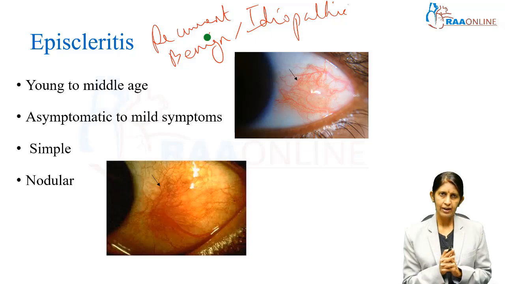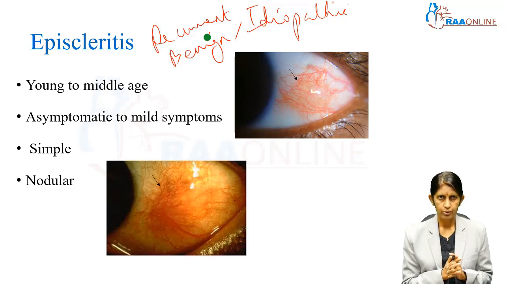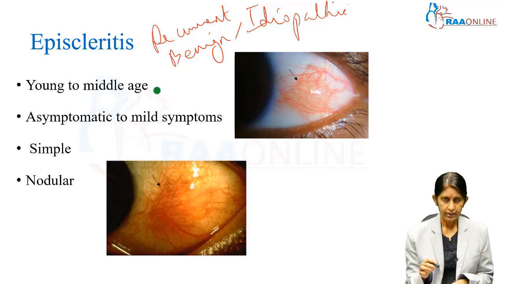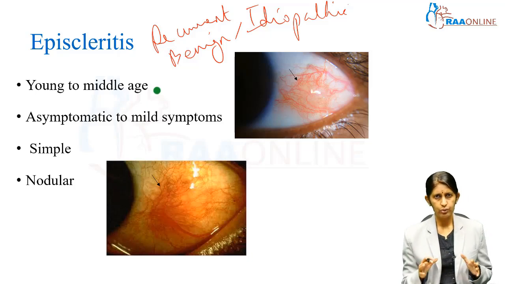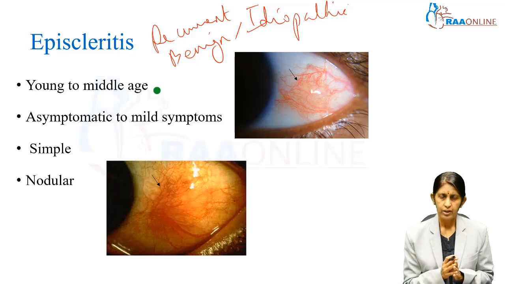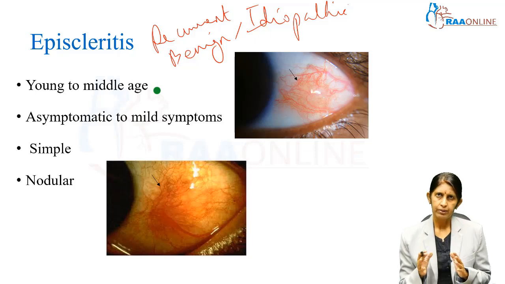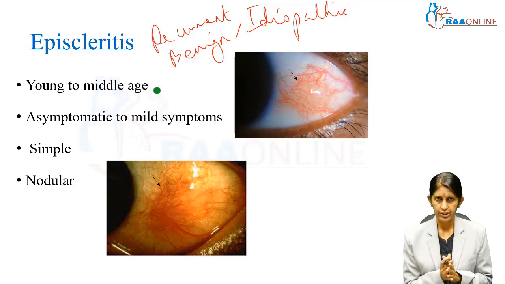Episcleritis is classically known to affect young to middle-aged people, and it is more common in women and can be asymptomatic to mild symptoms. So these patients don't really have raging pain, they don't come to you with excruciating symptoms, they just come to us with mild symptoms and probably a complaint of redness in the eye.